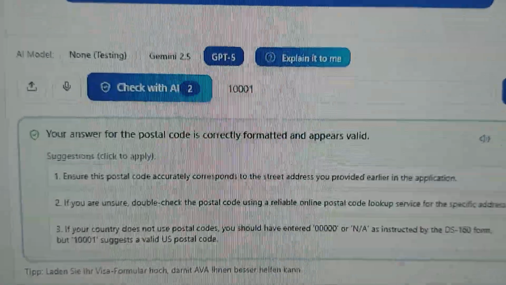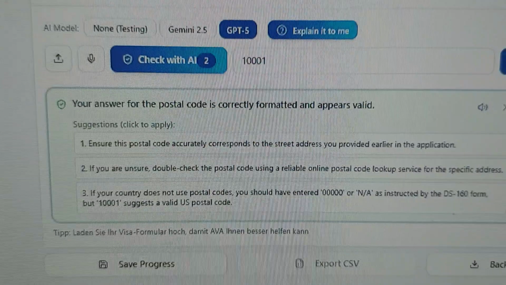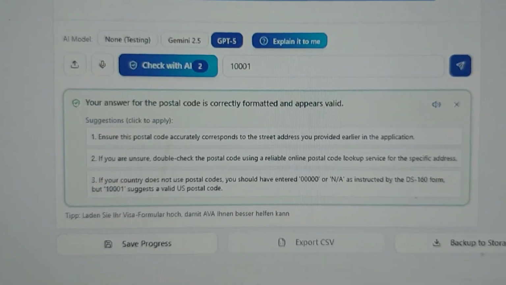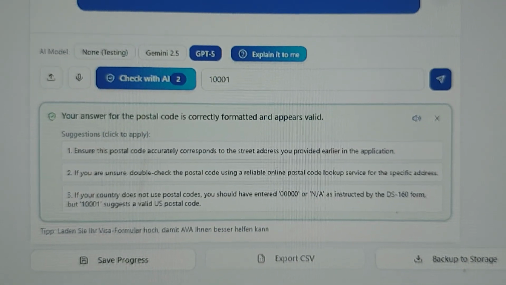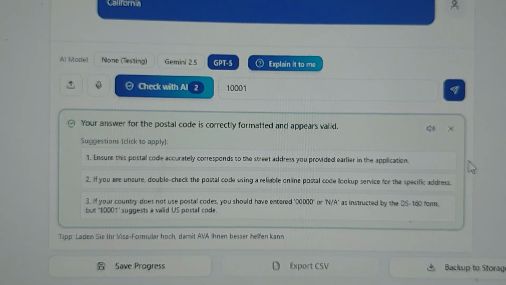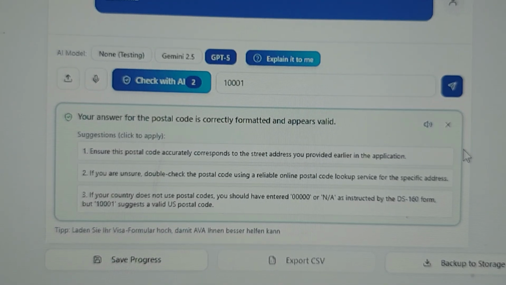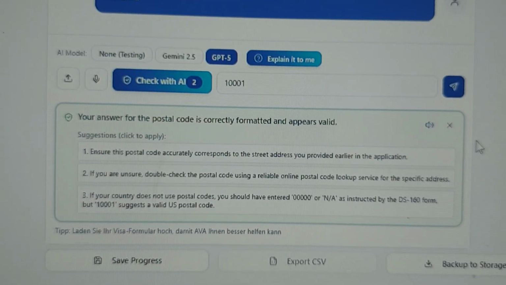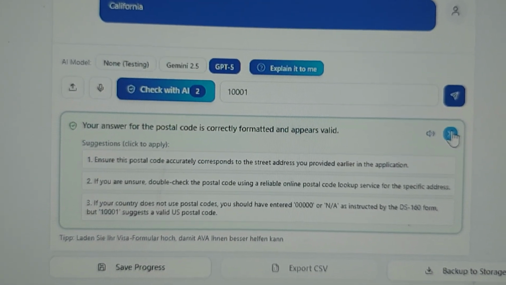Your answer for the postal code is correctly formatted and appears valid. Suggestions: ensure this postal code accurately corresponds to the street address you provided earlier in the application. If you are unsure, double-check the postal code using a reliable online postal code lookup service for the specific address.